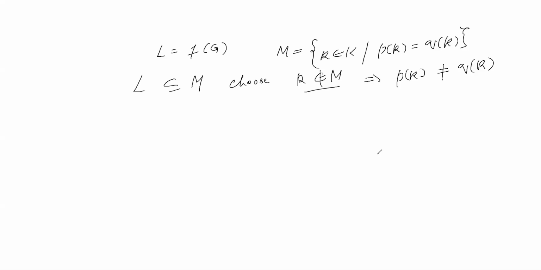So we want to show that this K is not also in L. So we have to just show that K is not in L. So we show that K does not belong to L. So K not in L, when would it happen? It would happen that KL is not equal to L.